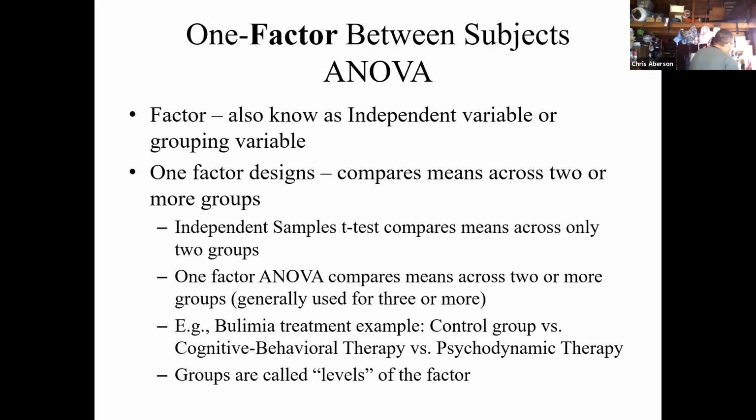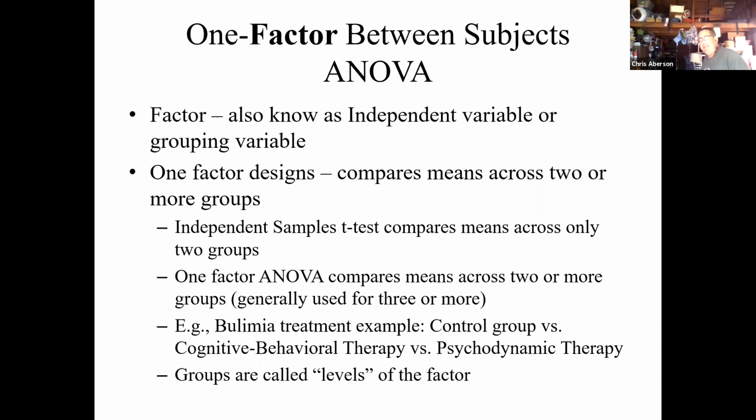All right, one factor between subjects ANOVA. Let's unpack what that term factor means. Factor would also be known as independent variable or grouping variable. One factor designs compare means across two or more groups. Now, if you remember the independent samples t-test, that compared means across only two groups. One factor ANOVA can do two groups, but it could also do three groups, four groups, five groups, however many groups.